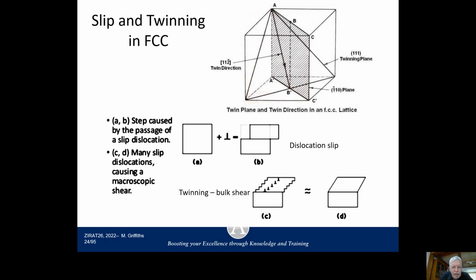The difference with the twin is that it's a slip of one shear vector on each successive plane, which is always a partial vector, by the way, whereas slip can be numerous dislocations gliding all on one plane. And that's typically what's called a slip band.